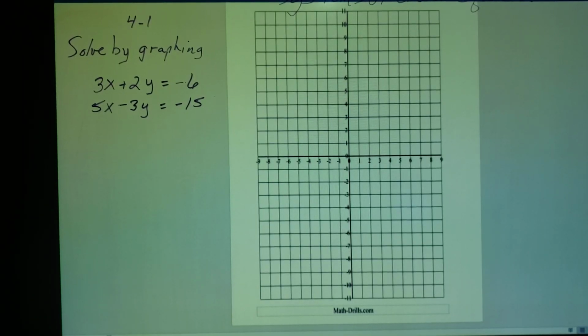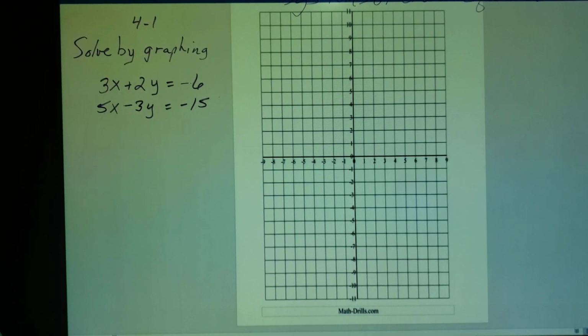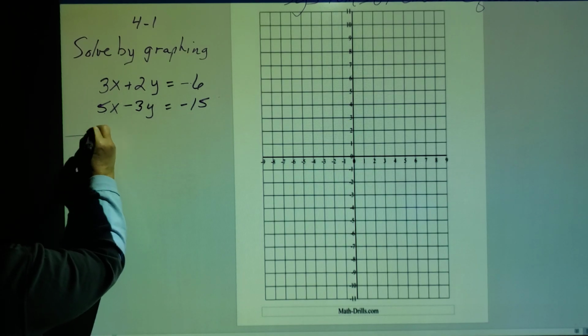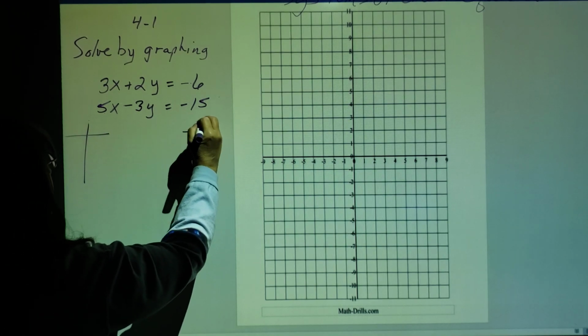Today we're going to start topic 4, systems of linear equations. In section 4.1 we're going to learn how to solve two linear equations by graphing. So step number 1, to graph we're going to write two t-charts.